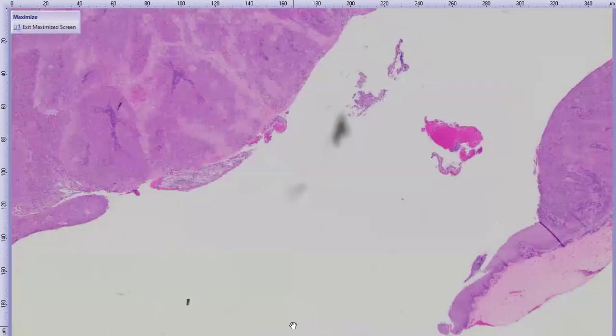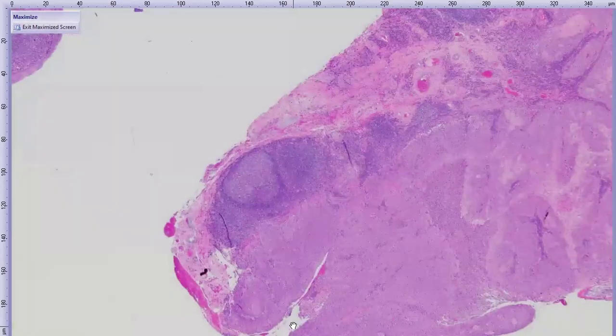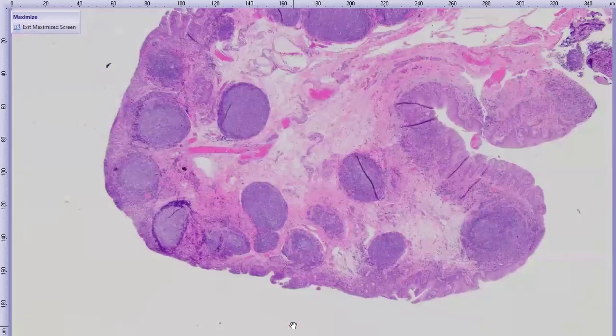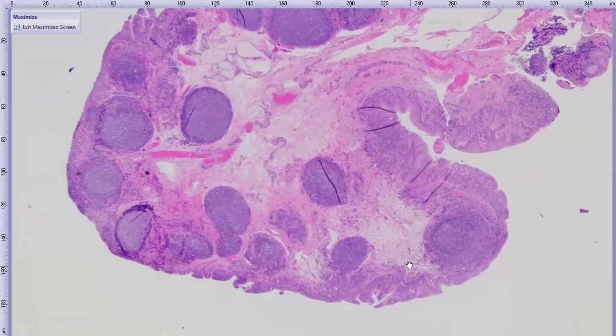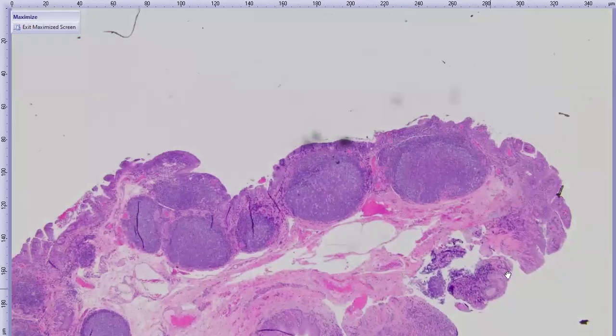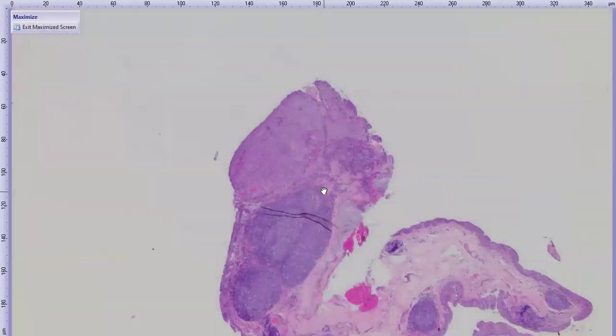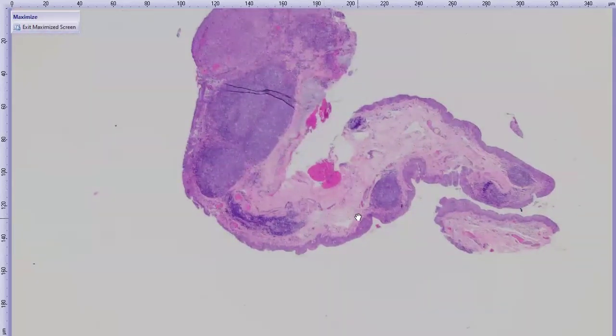As I scroll around, we can see that there are multiple tissues on the slide. It was submitted in multiple pieces. We've got some with conjunctival epithelium here, a little bit hyperplastic. From this low power, we can see these big blue nodules. This is lymphocytes forming lymphocytic nodules in the conjunctiva. As we scroll around, we can see more of that here.